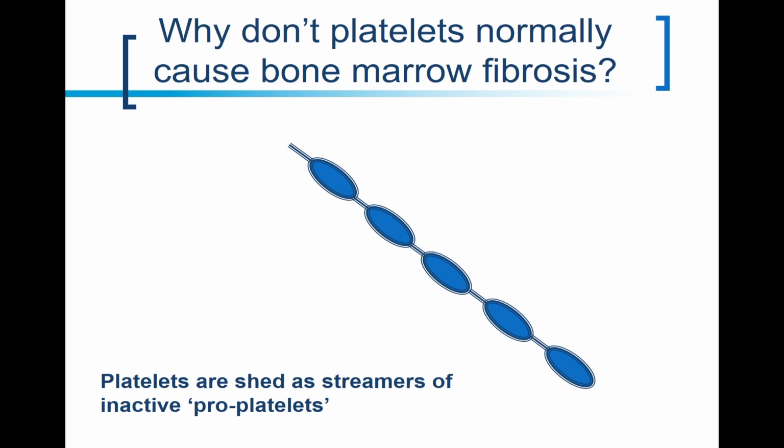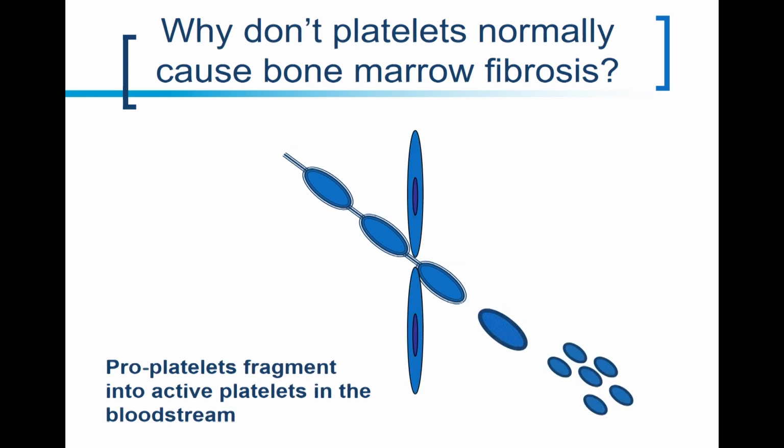And even more clever than that, they don't shed the platelets in their active form. It's like having a boiled sweet inside its wrapper. The platelets have a wrapper around them as they're shed that keeps them from being active. And only once they're out in the bloodstream, the inactive proplatelets only then shed their wrappers to become active. And this is a second kind of safety mechanism to protect the marrow from being led to produce fibrous tissue in response to the presence of platelets.